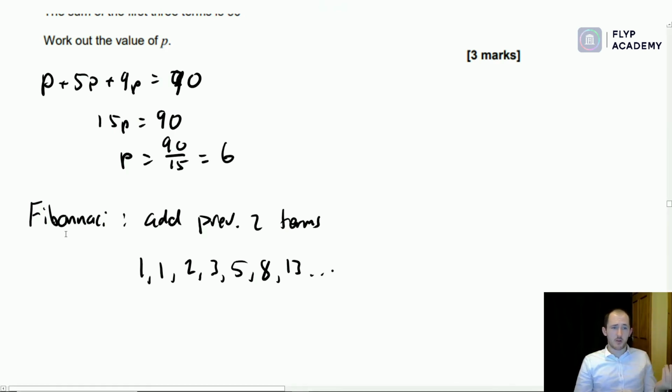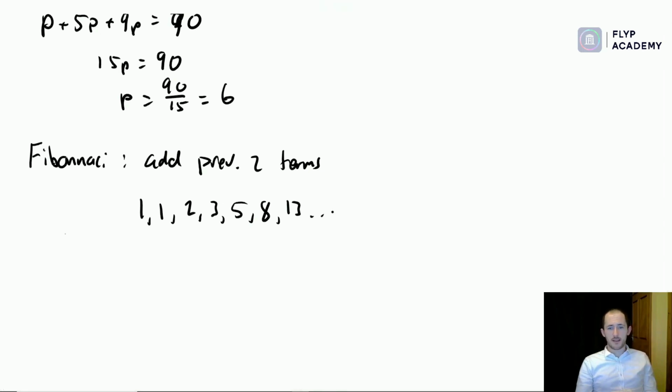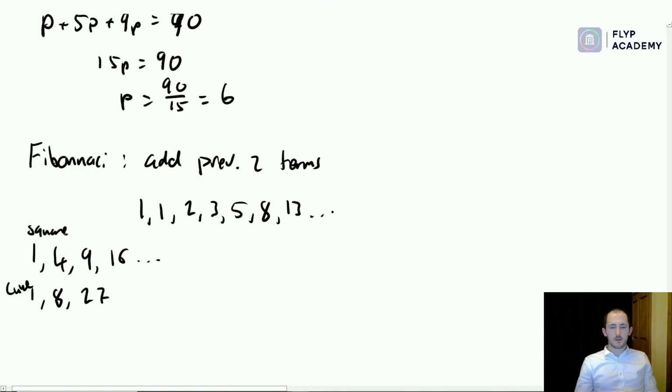Square numbers, you should hopefully know. The square numbers will be 1, 4, 9, 16, going on. Cube numbers, very similar, will be 1, 8, 27, and so on. Hopefully that's okay, so let me label that square. And then cube.